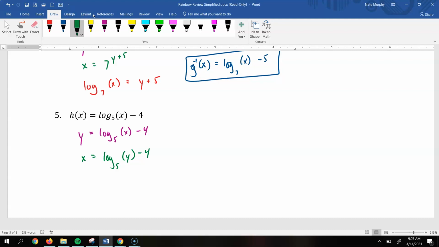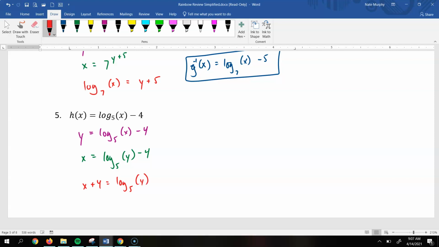Now, even though we would want to change this to exponential form, before we do that, we want to make sure that we get the log part by itself. So we would add 4 to both sides. When you do that, we would have x plus 4 equals log base 5 of y.